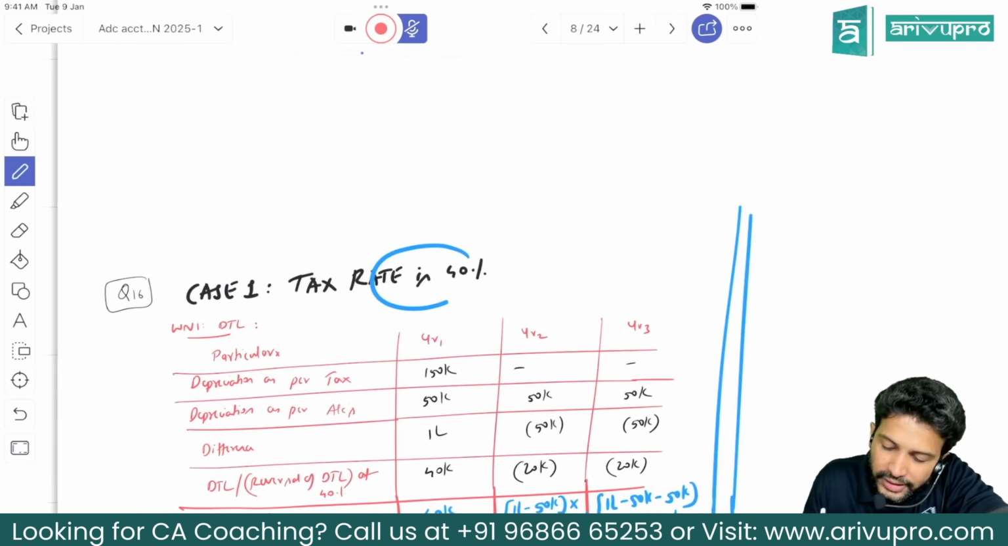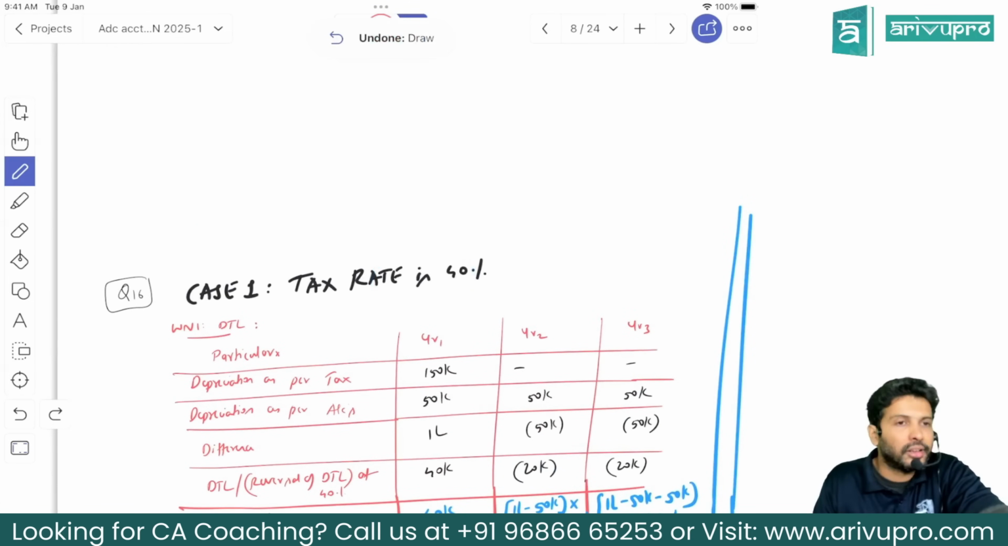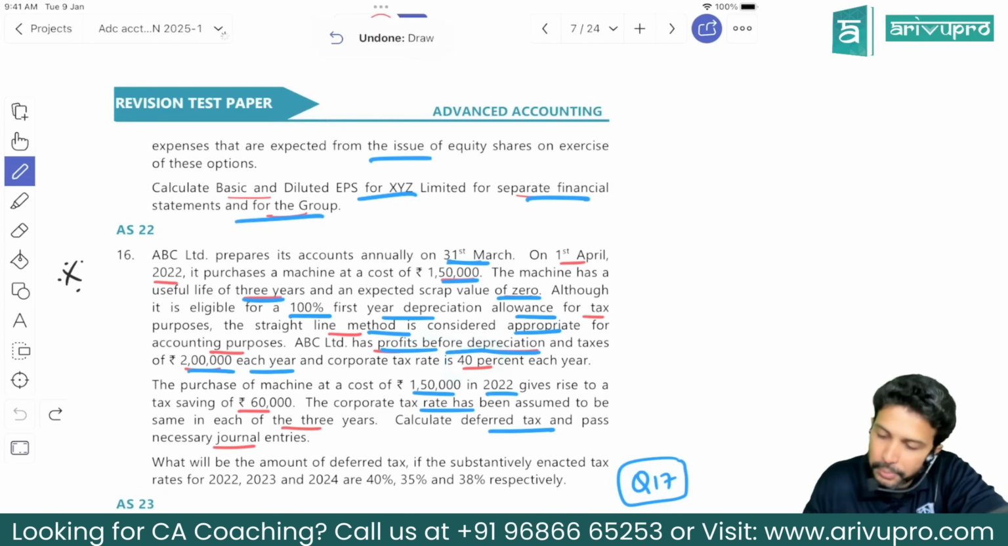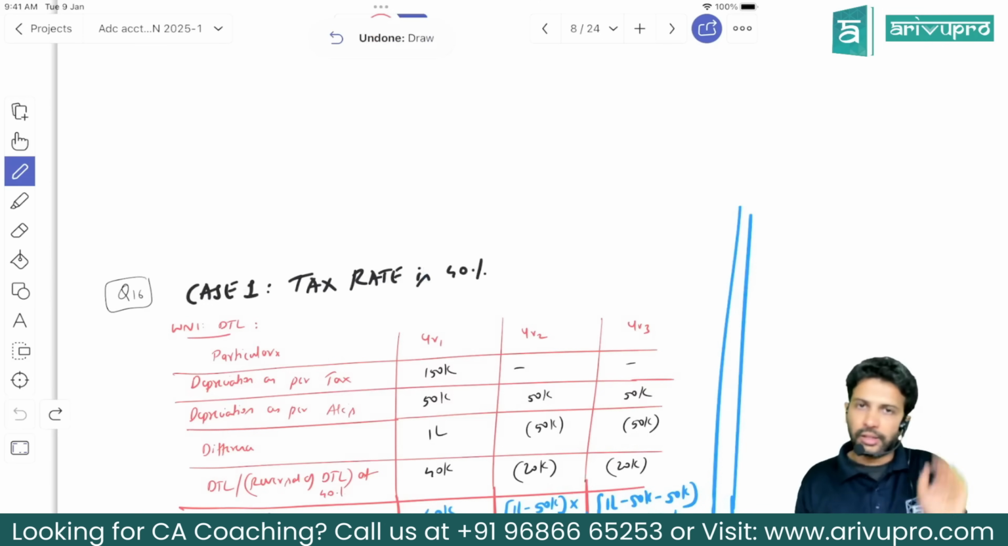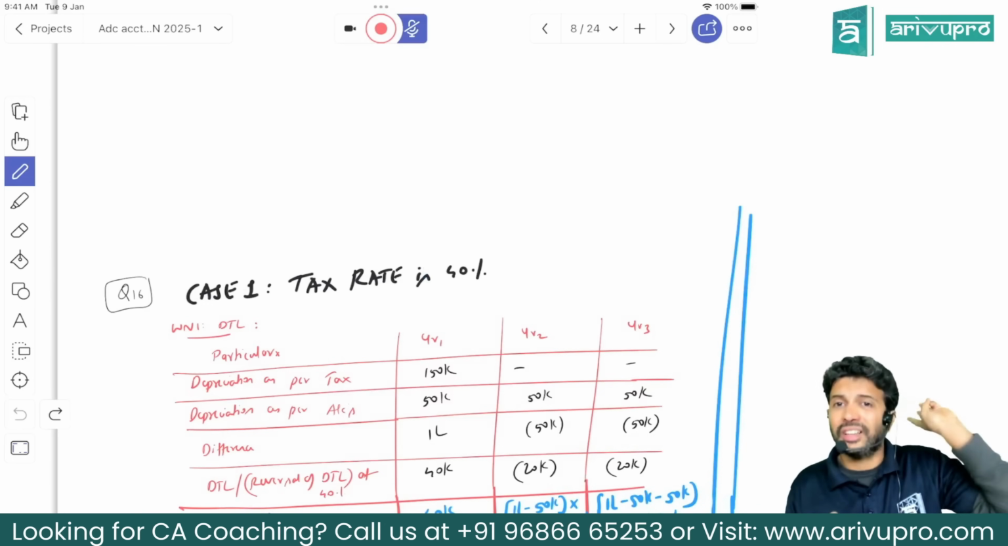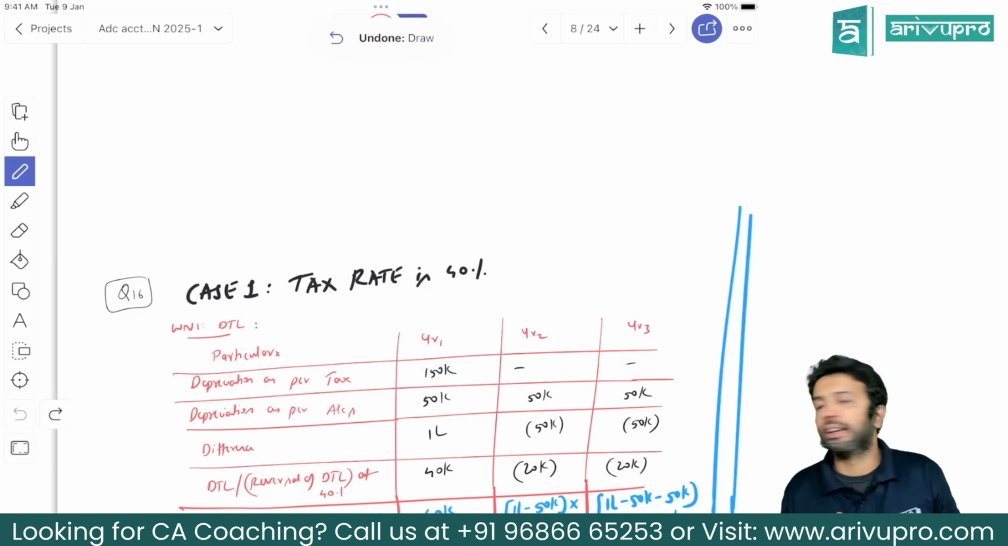First is a case where tax rate is changing or same every year? Same. How much is that tax rate? 40%. That's what I've taken here. Good people. So let's calculate. First, we are using the asset for 1 year or 3 years? 3 years. So I'm having particulars column and 3 years column.